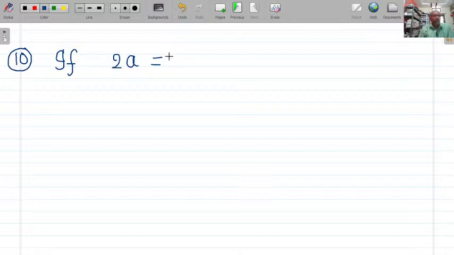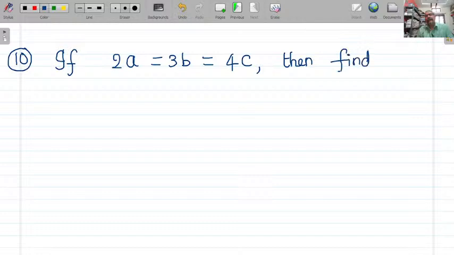So next, 10th question. Let us solve the 10th question. If 2A equals 3B equals 4C, then find A is to B is to C. Right, then find A is to B is to C. So my dear students, try to solve this question.